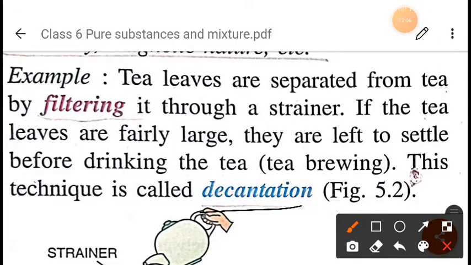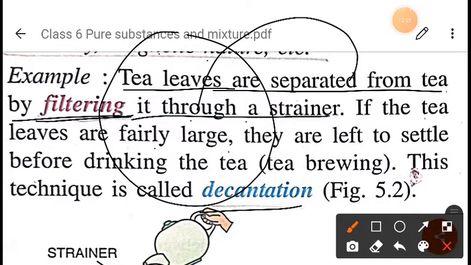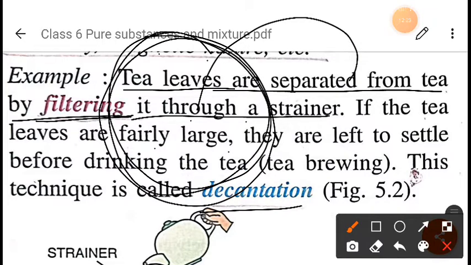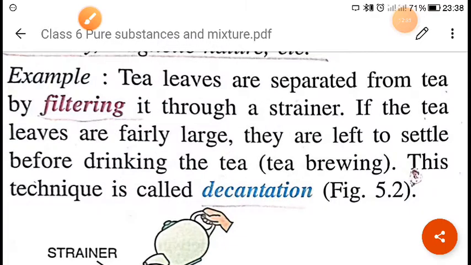Okay, so I hope you have understood this, right? Let me explain again. Tea leaves are separated from the tea by filtering it through a strainer. You have seen that strainer, right? The circle one, and small holes are there, right? So when you pour the tea on this strainer, you will see the tea leaves will be above and the tea will go below into the glass, right?